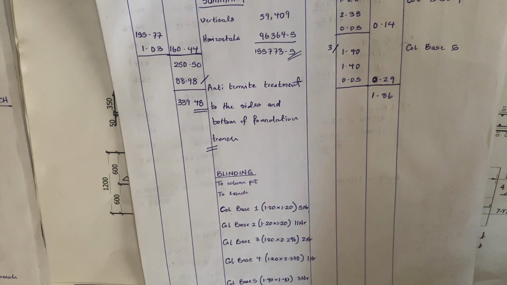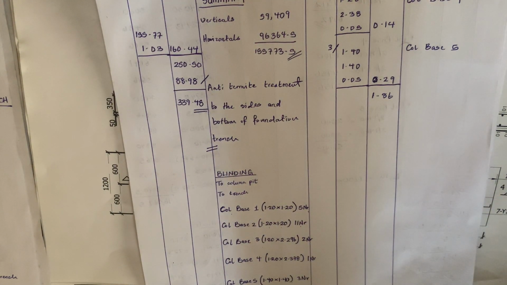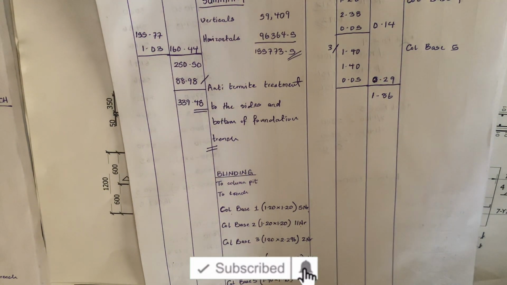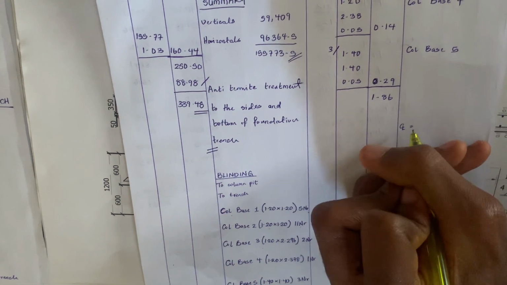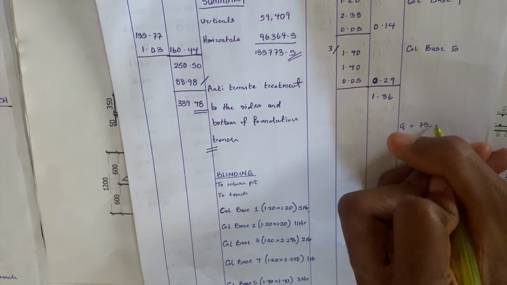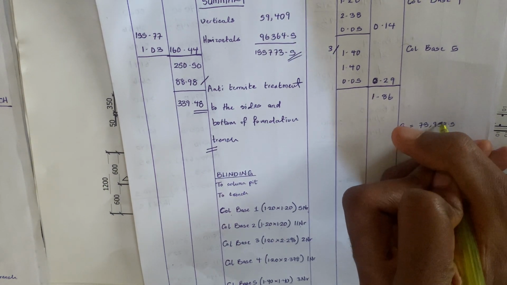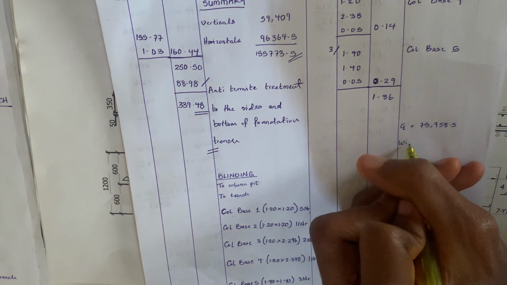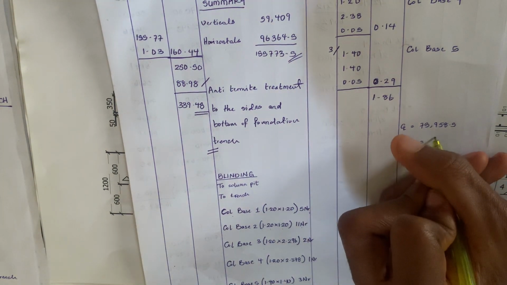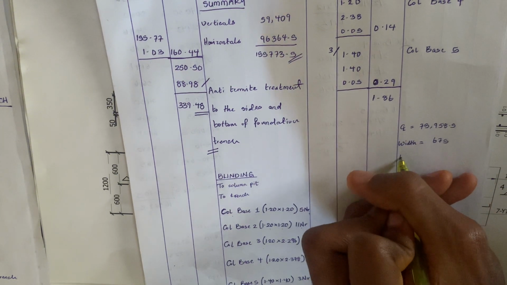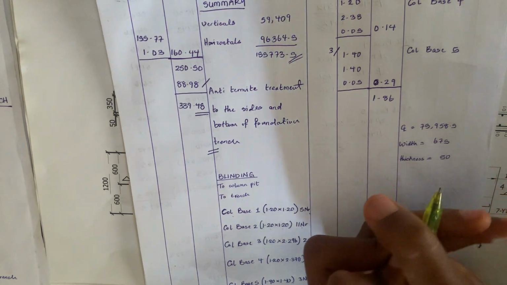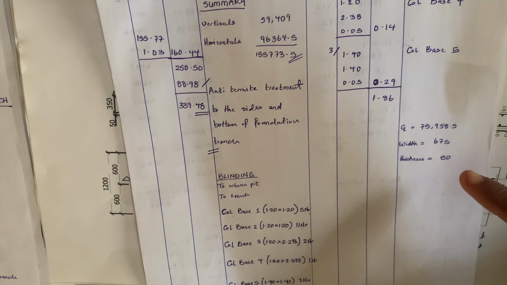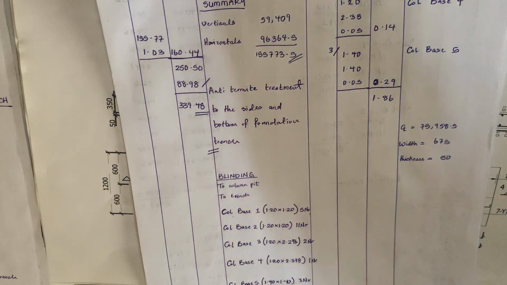So for our trench, we know that the total length of our trench we calculated in the foundation trench excavation was what? 75,958.5. So that would be our total length. Then what is the width of our foundation trench? It was given as 675. And what is the thickness of the blinding? Thickness of the blinding is 50 mm. So with this, we can now measure for our blinding for the foundation trench.